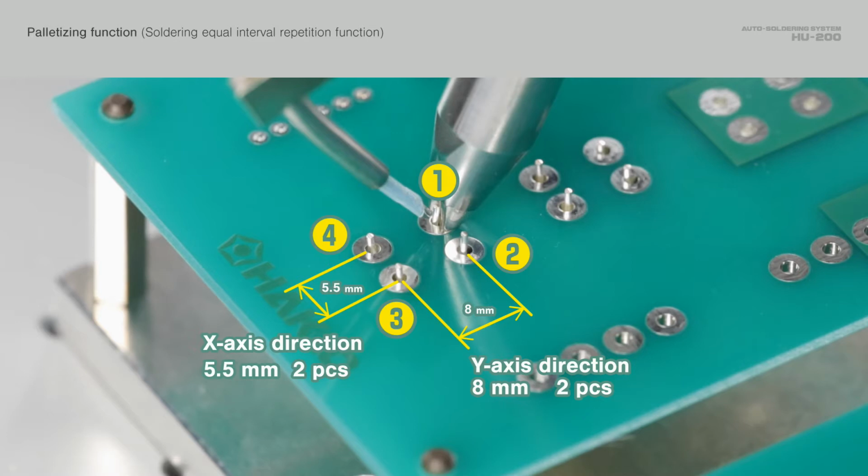4 points will be soldered on a substrate. The soldering conditions are identical, which is a constant pitch travel distance of 2 pieces on the x-axis of 5.5 mm and 2 pieces on the y-axis of 8 mm.